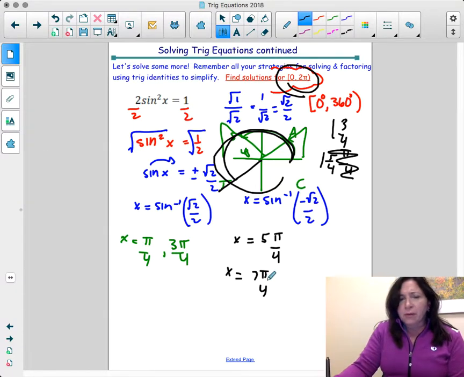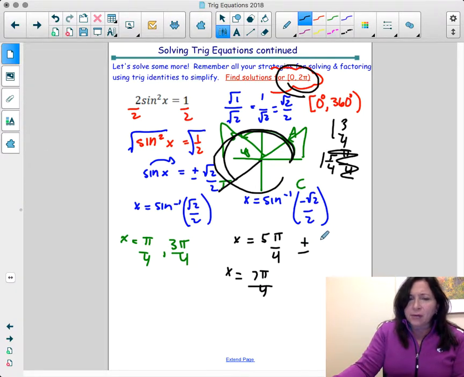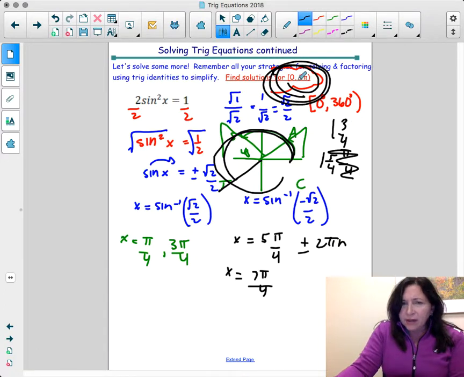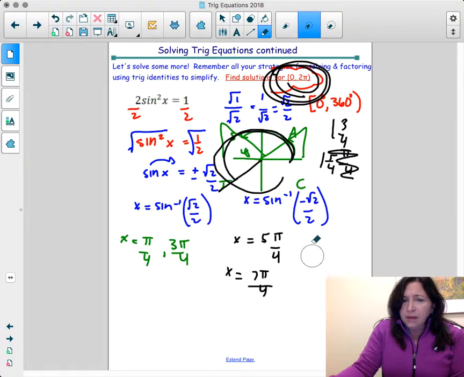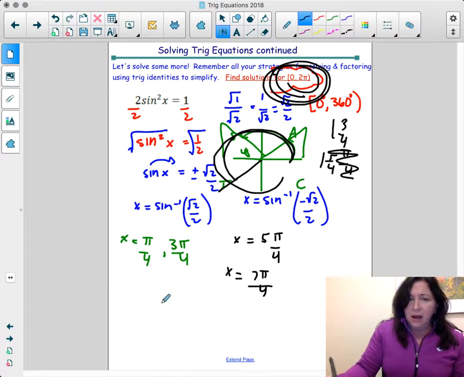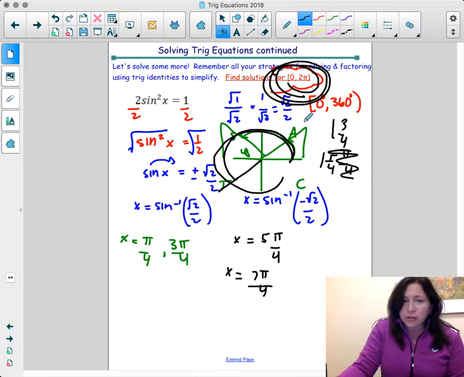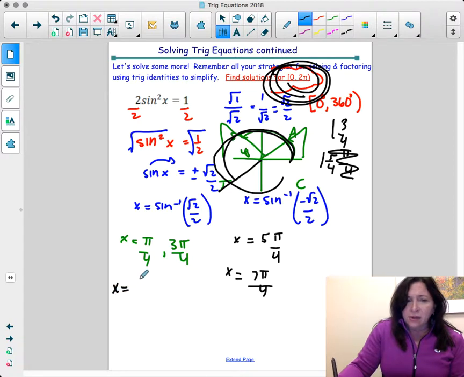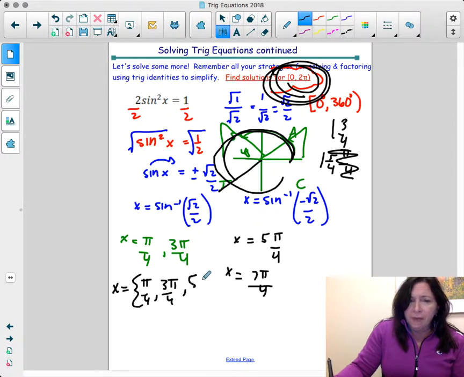So for this problem, I'm done. I'm not going to add or subtract 2 pi n because, again, my restricted area here is from 0 to 2 pi, not including 2 pi. And so that is not going to happen here because it's outside of my restrictions. So when writing my answer, I would include all those numbers: pi over 4, 3 pi over 4, 5 pi over 4, and 7 pi over 4.